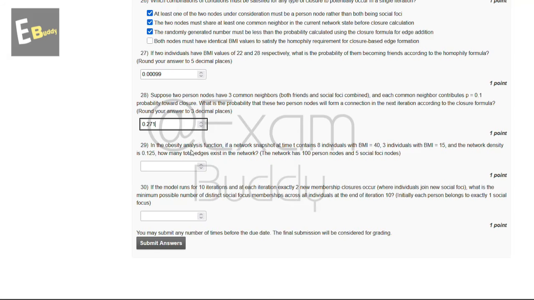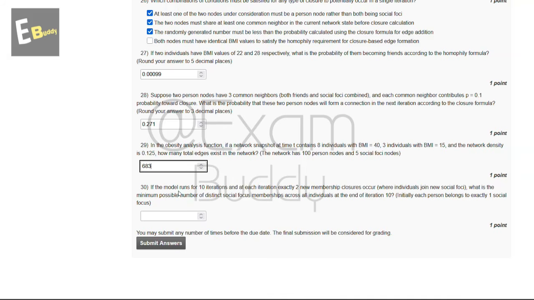And now let's go to our question number 29. In the obesity analysis function, if a network snapshot at time t contains 8 individuals with BMI equal to 40, 3 individuals with BMI equal to 15, and the network density is 0.125, how many total edges exist in the network? So the answer for our 29th question is 683.